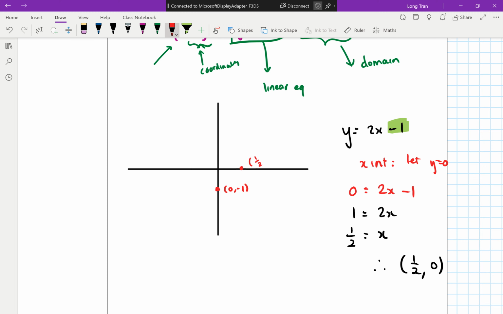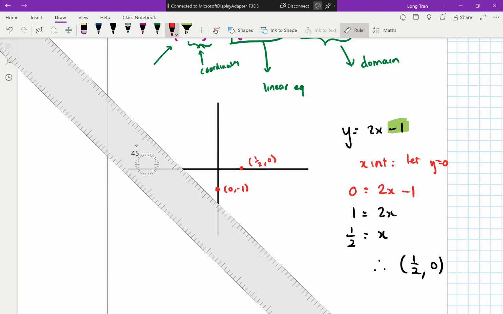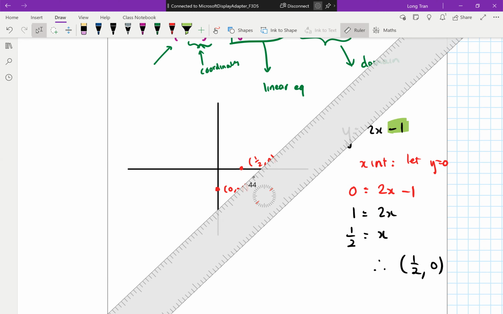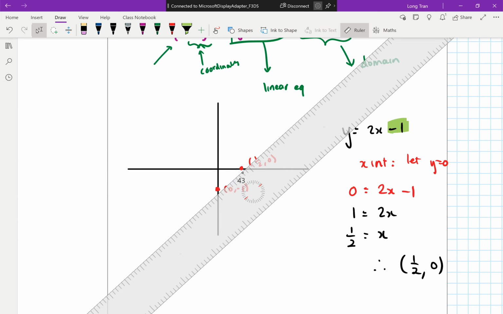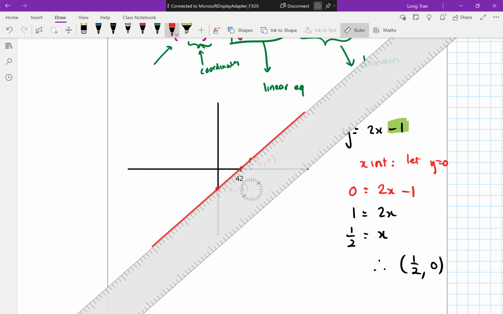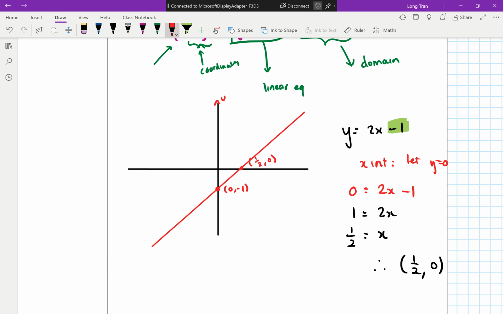Half, 0. Notice I'm not actually even trying to draw it to scale. I'm just putting in the coordinates. Use the rule of a straight line, y and x. Now, here's a problem. If you just left your answer like that, that is wrong.